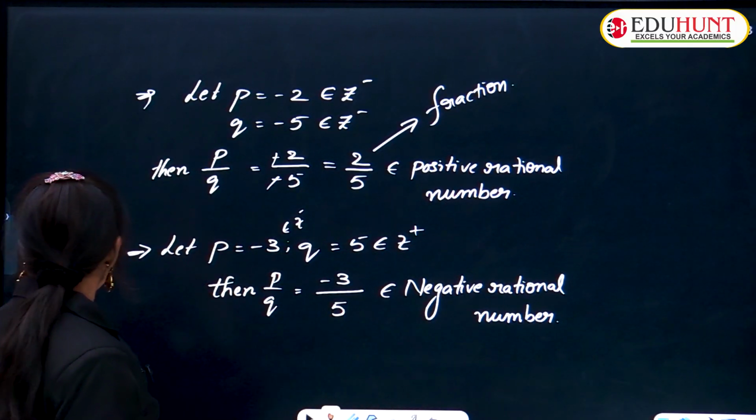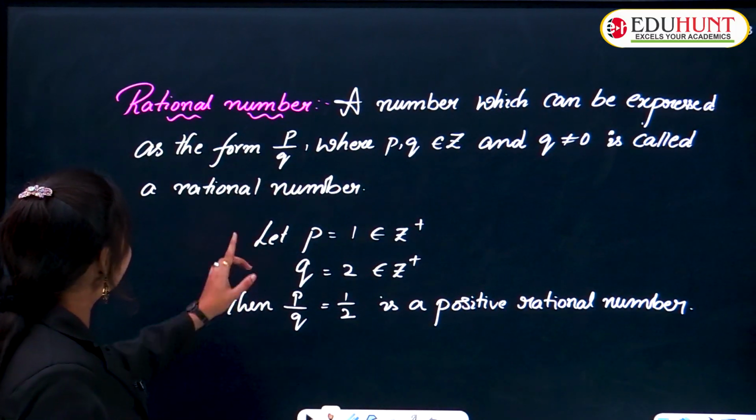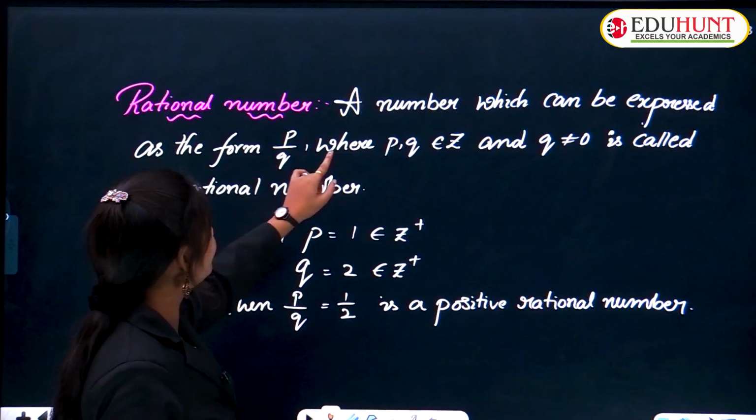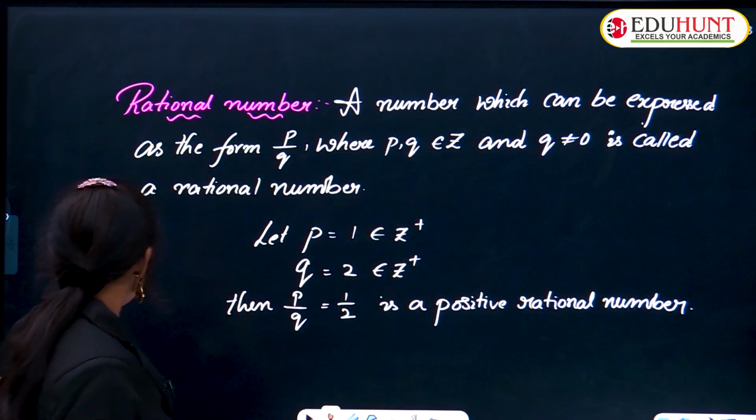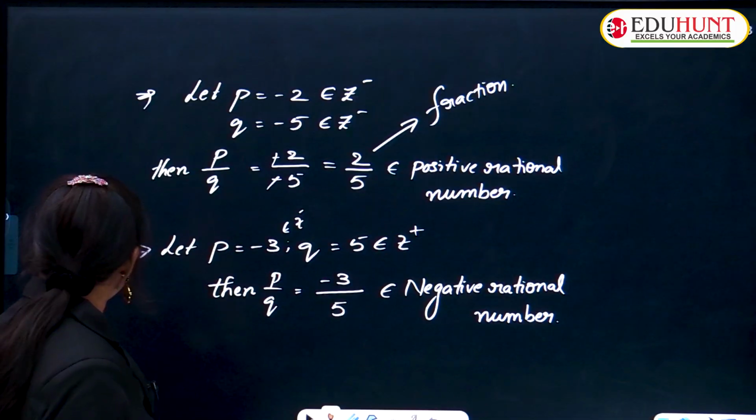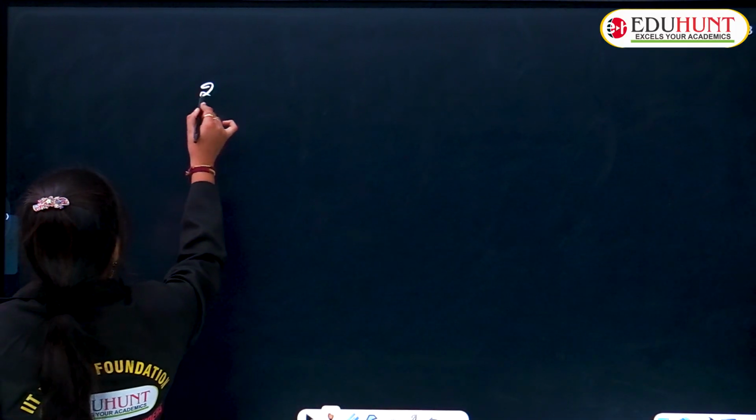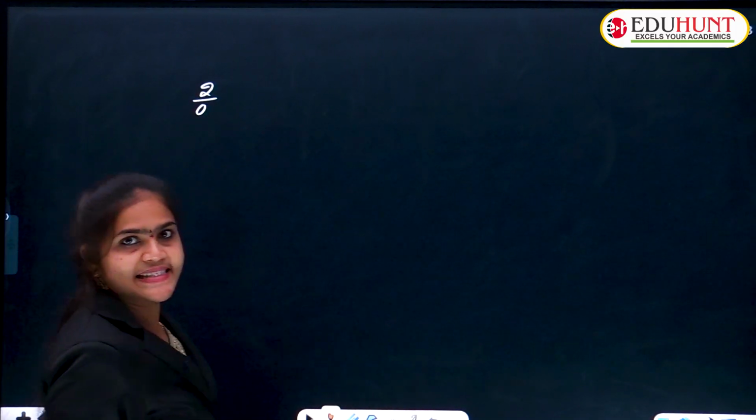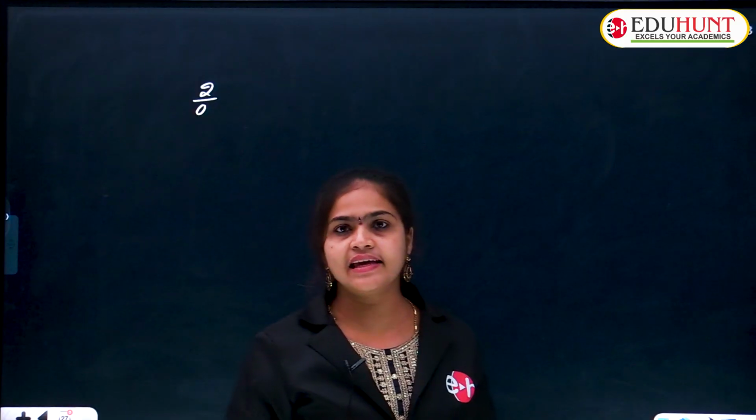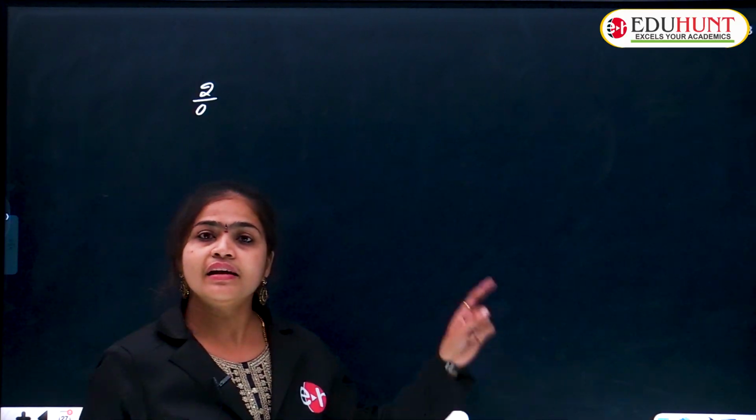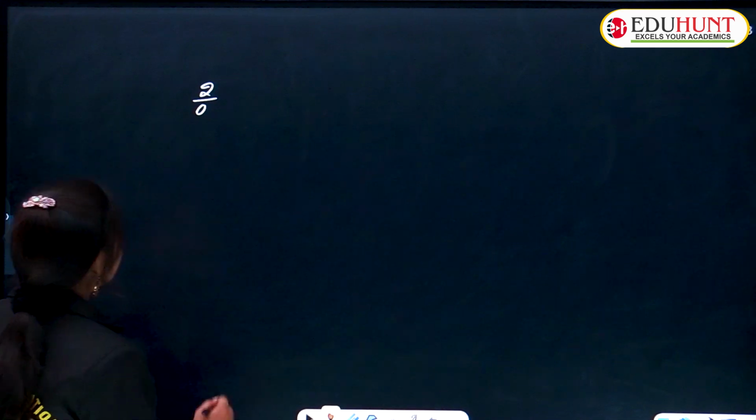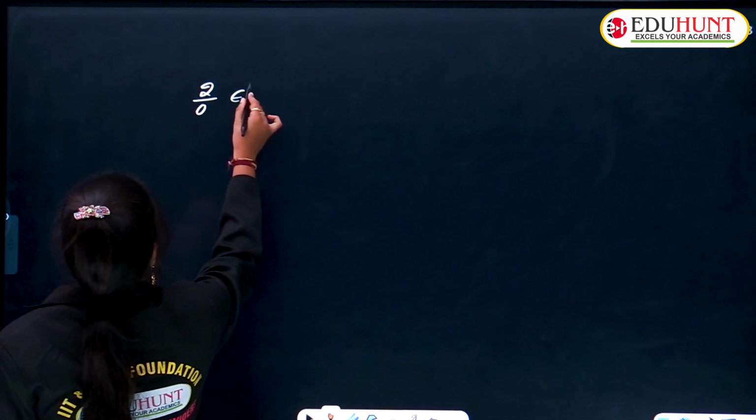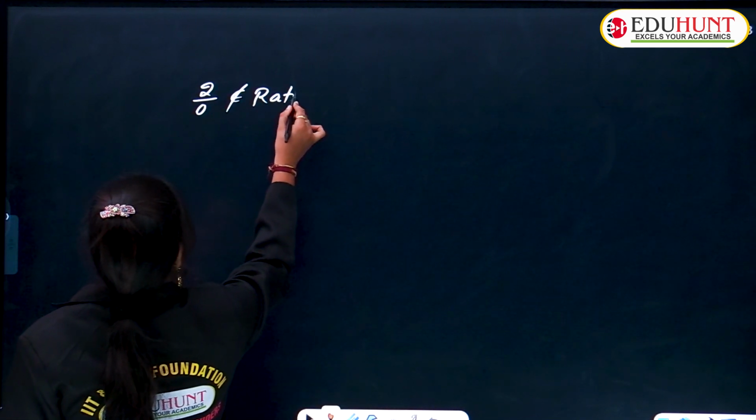As per the definition we wrote P by Q, where P, Q belong to Z, Q not equal to 0, I said. For example, 2 by 0. 2 is an integer, 0 is also an integer. Now, is 2 by 0 a rational number? No, this is not a rational number.